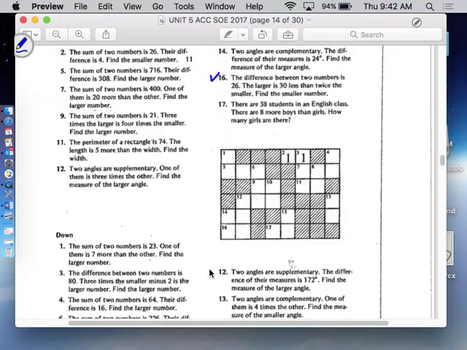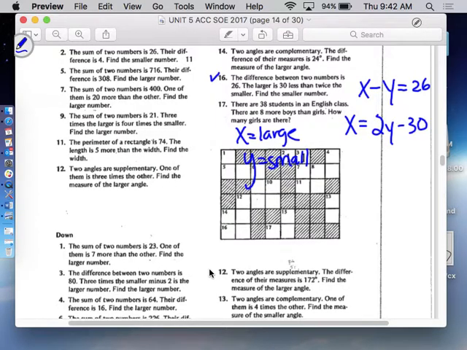So the difference between two numbers is 26. I'm just going to say difference, that implies subtraction. And for the sake of assumption, I'm going to assume that X is the larger number. In some of these, you do need to decide who's large and who's small during the setup process. Then it goes on to tell us that the larger is 30 less than twice the smaller. So here's twice the smaller, 30 less. And then that becomes your system for solving.